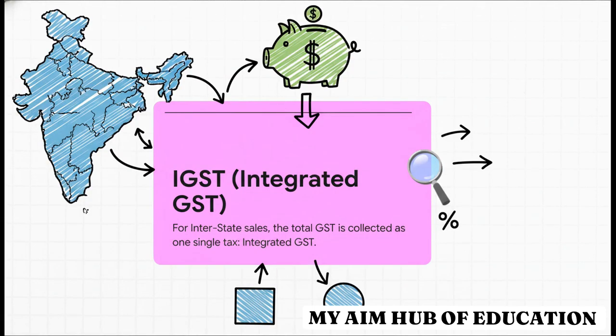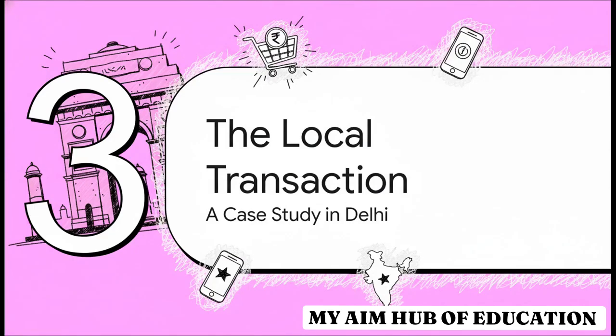Now, the moment a product crosses a state line, everything changes. To stop all the confusion about which state gets the tax money, they just simplify. The whole GST amount gets collected as one single tax, IGST, which stands for Integrated GST. The central government collects all of it and then makes sure the destination state gets its proper share later on. So an 18% GST just becomes a single 18% IGST charge. Simple as that.